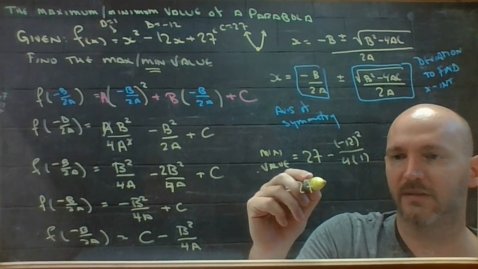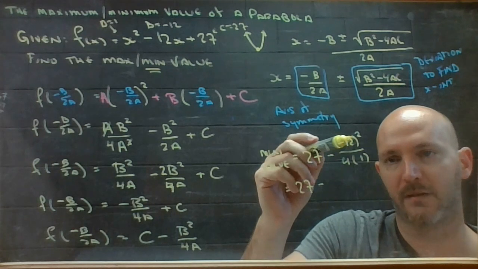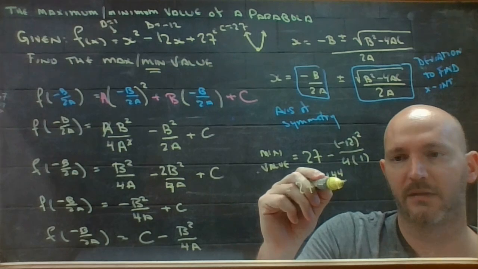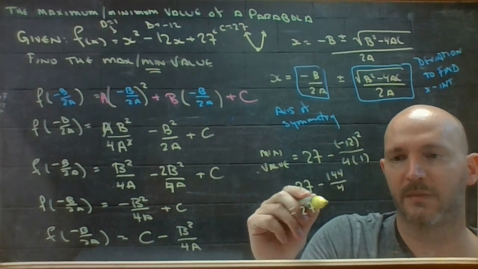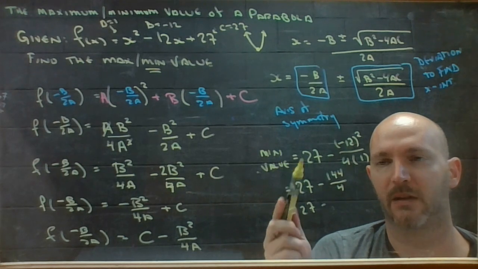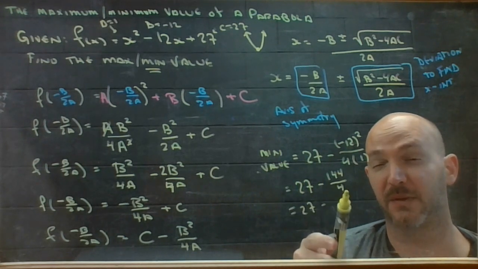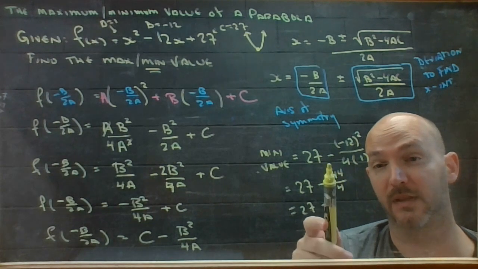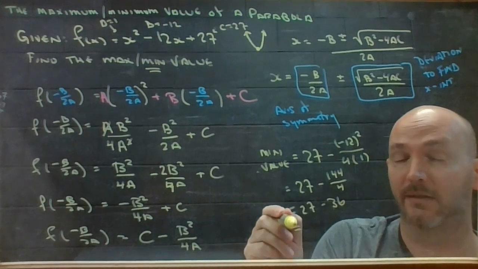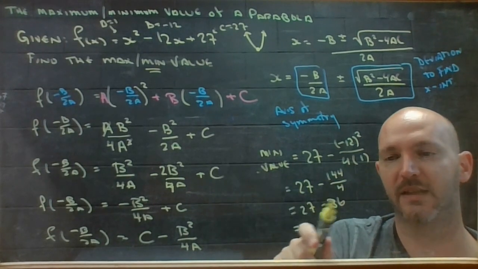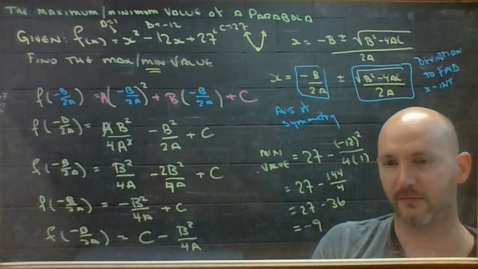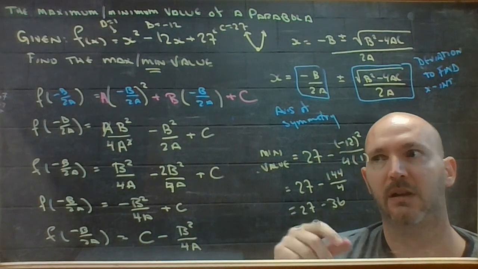End up with 27, subtract. Negative 12 squared is 144. 144 divided by 4. 100 divided by 4 is 25. 44 divided by 4 is 11. 25 and 11 would be 36. And like magic, 27 minus 36 is -9. Boom.